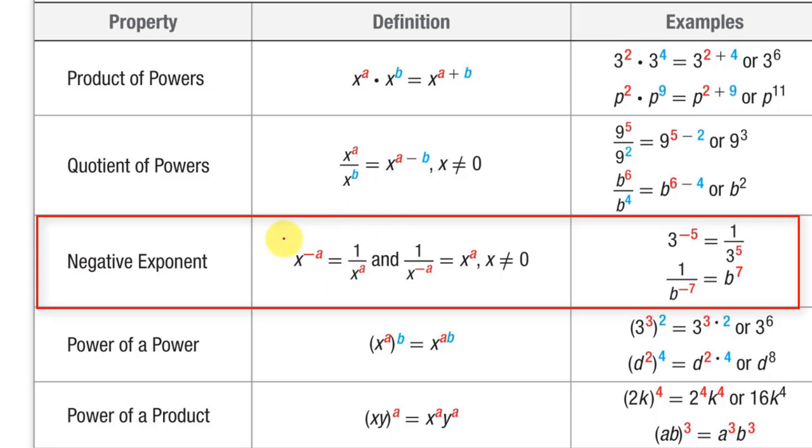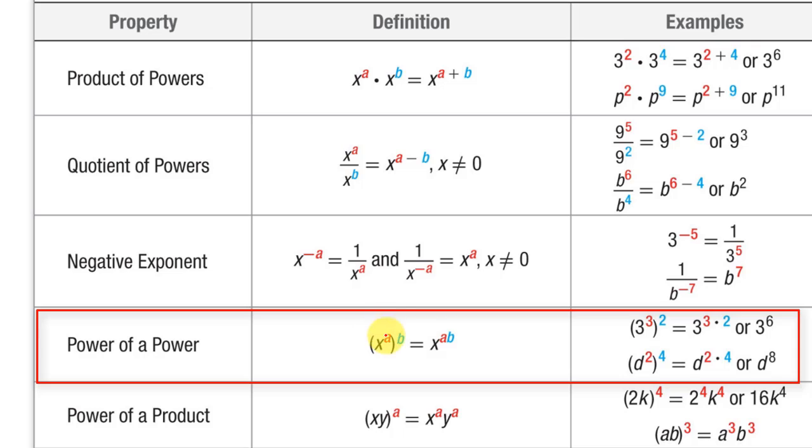This is actually a special version of the quotient property, because it's kind of like x to the 1 is like x to the 0. And so x to the 0 divided by x to the a would be x to the 0 minus a, or x to the negative a. For example, if I have 3 to the negative 5 power, that can be rewritten as 1 over 3 to the 5th.